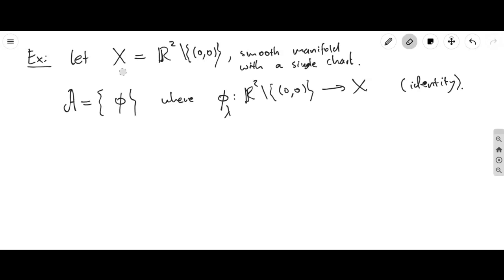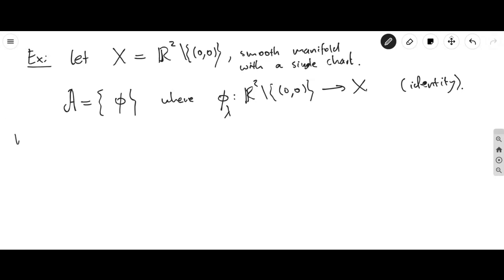And this is the identity map because X is already that. So this is a homeomorphism. Its image completely exhausts the entire space. So therefore X is a smooth manifold. So we have a smooth manifold with the identity chart. The next thing that we need when we use Stokes' theorem is we need a form.